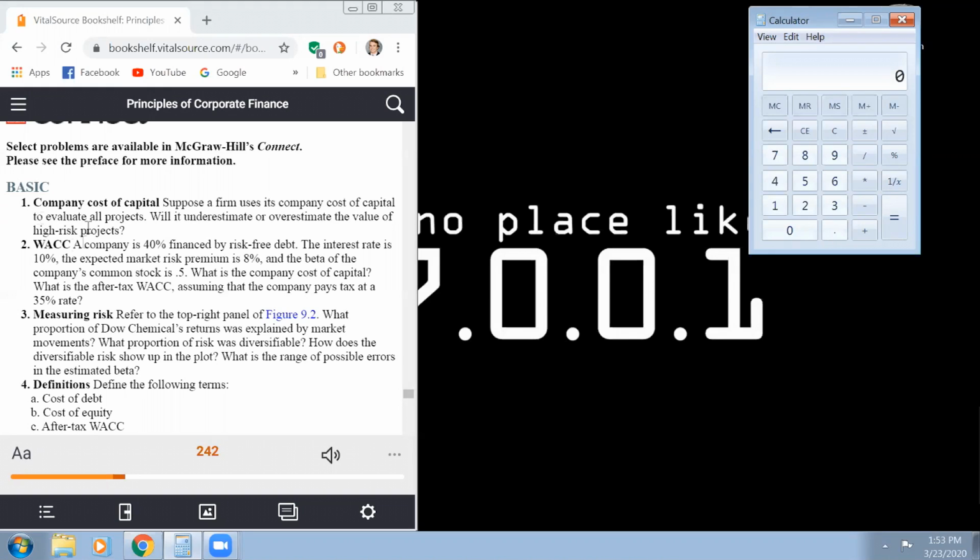The problem we're going to do here is number 2. I'll read it out loud as well. A company is 40% financed by risk-free debt. Don't be scared off by risk-free here, just ignore that. So it's 40% debt. The interest rate, aka the cost of debt, is 10%. The expected market risk premium is 8%.